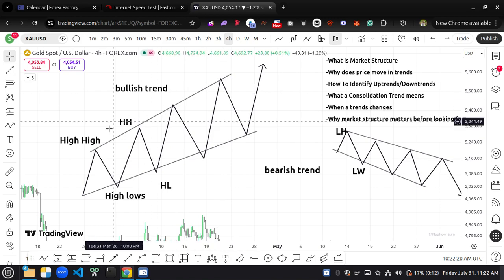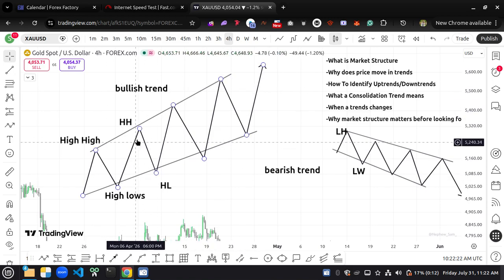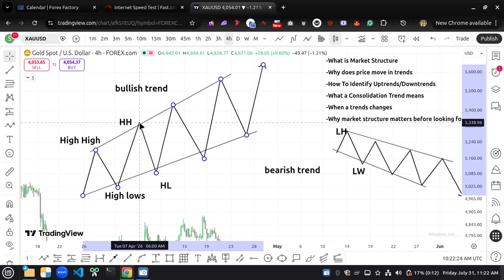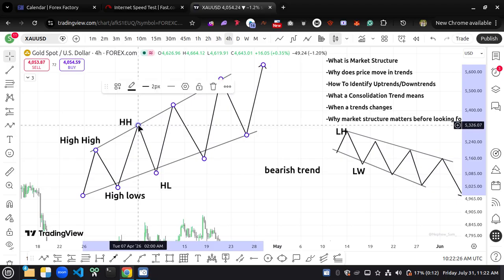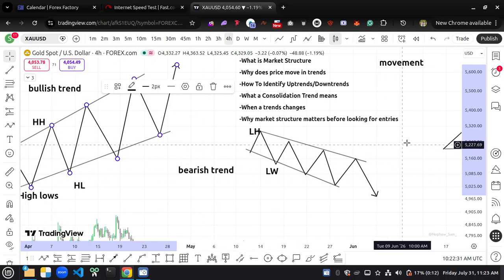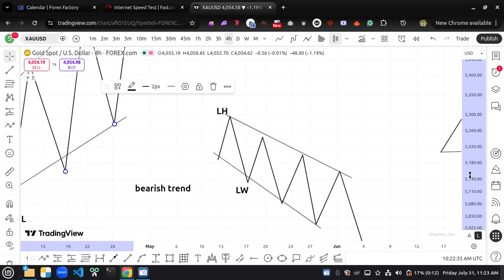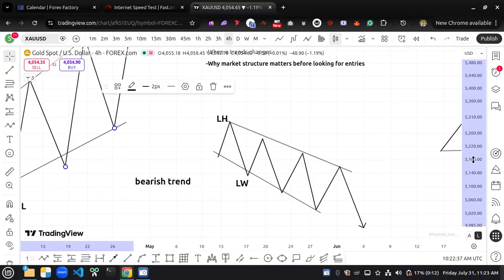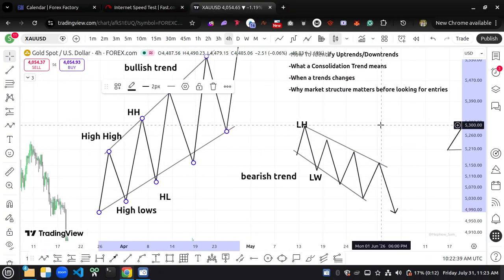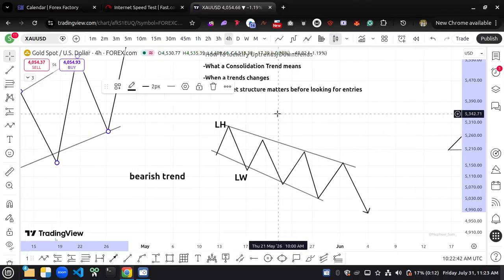So if a market structure is creating new highs and new lows to the upside, it's telling you one thing: buyers are very much involved and controlling the market. Whereas in a bearish trend, you can easily tell that sellers are the ones selling this market. This is basic knowledge to have as a trader, so that you won't be buying when the sellers are involved.